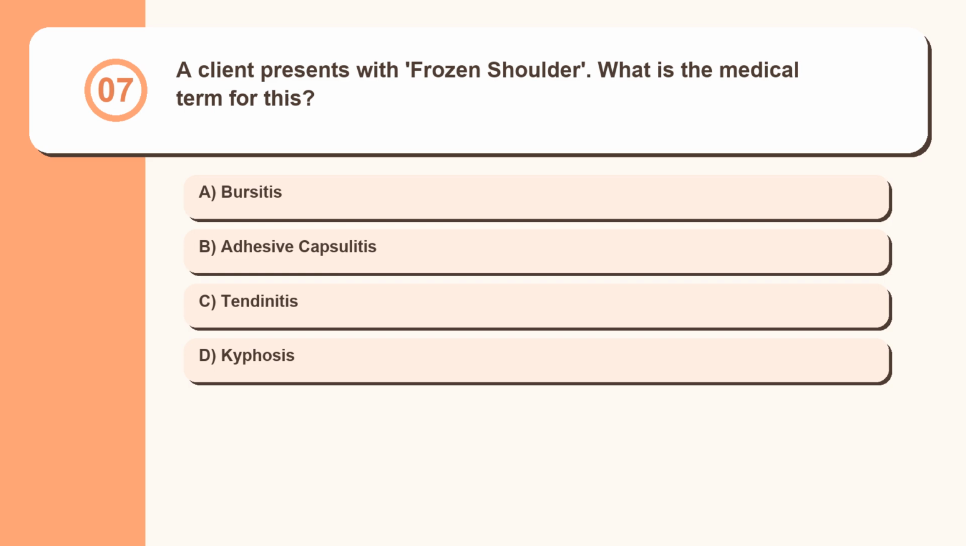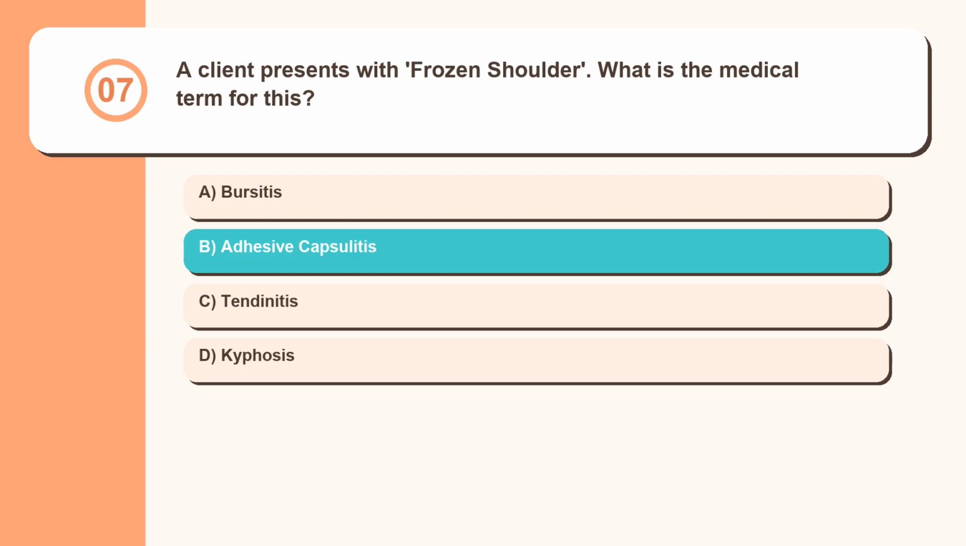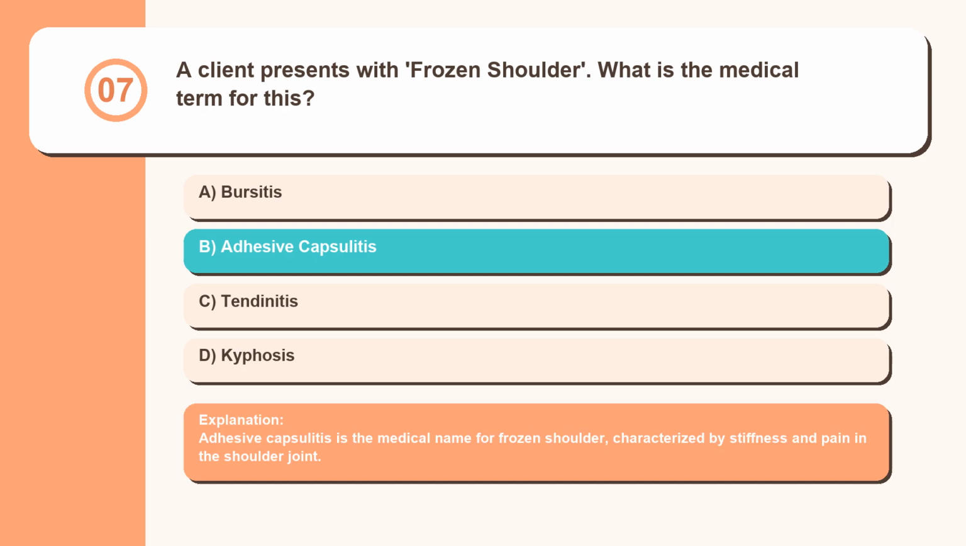Question 7. A client presents with frozen shoulder. What is the medical term for this? Bursitis, adhesive capsulitis, tendinitis, kyphosis. Adhesive capsulitis is the medical name for frozen shoulder, characterized by stiffness and pain in the shoulder joint.